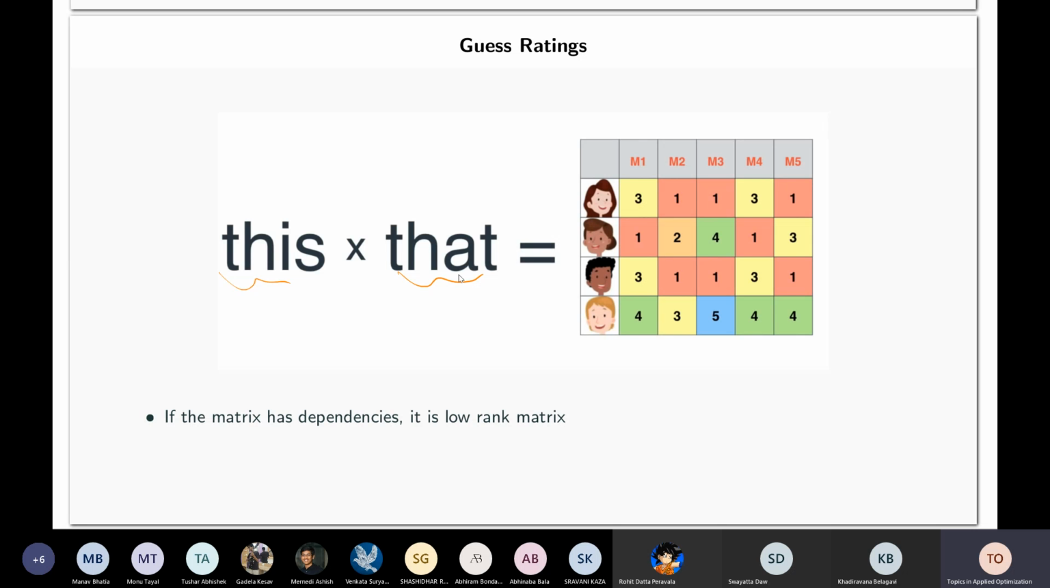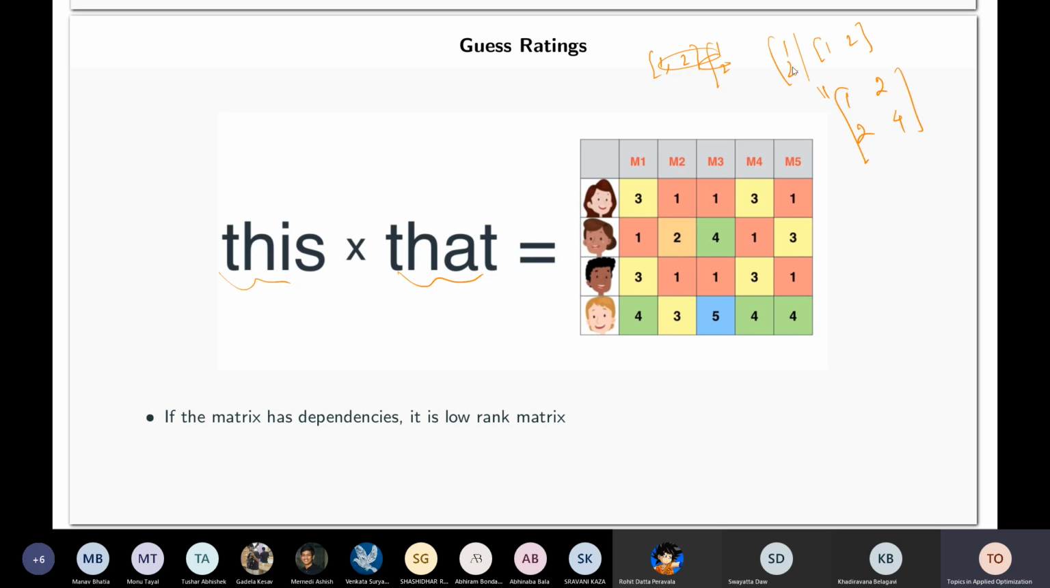So what we see is that if the matrix does have dependency, then it's low rank. If it has a dependency, then it's low rank. In other words, the easiest possible case would be, let us say, 1 2, and then 1 2. So if I multiply this out, then this will be a 2 by 2 matrix. So this will be 1 and 2, and then 2 and 4. So this is a 2 by 2 matrix.